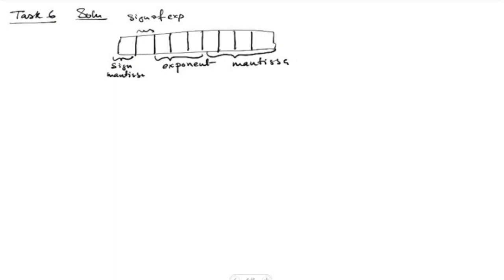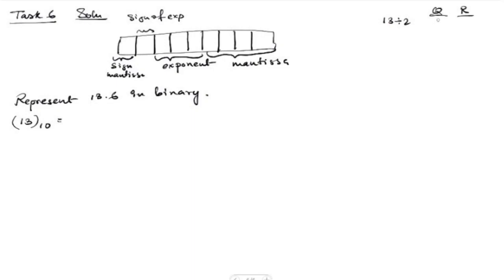Now, the first task is to represent the number 13.6 in binary. As we have seen in task 1, we'll first take the number 13 and represent it in binary. So we have 13 and the quotient and the remainder here. 13 divided by 2 is 6 here, and 1 for the remainder. 6 divided by 2, we have 3 and 0. 3 divided by 2, we have 1 and 1 as the remainder.